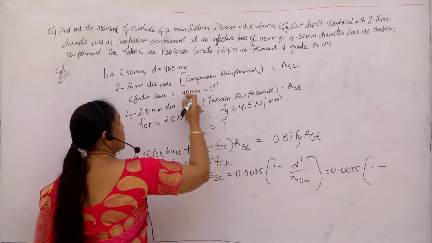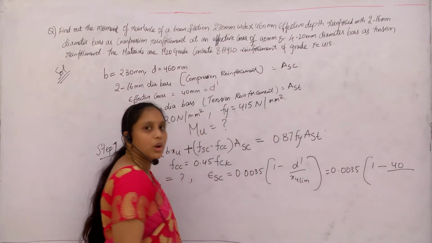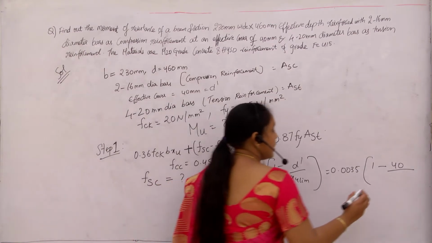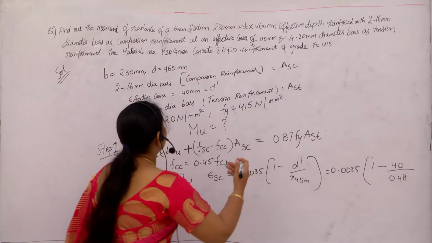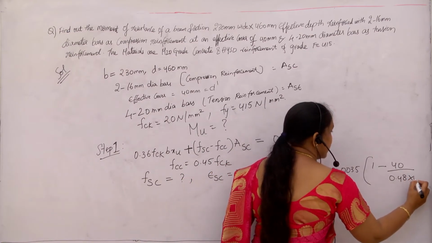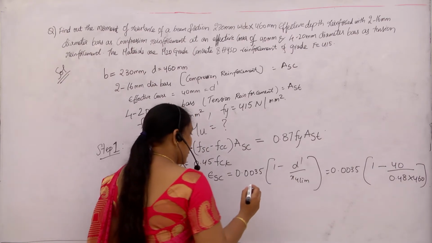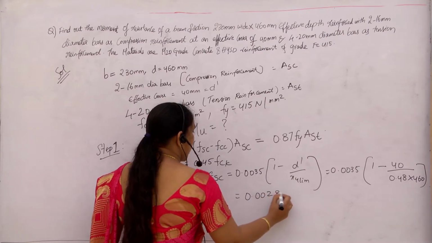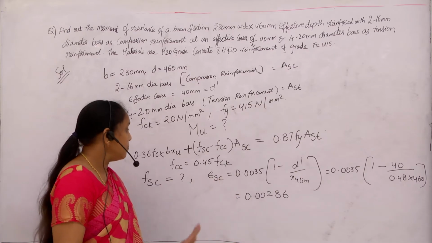What is the d dash value? It is 40 mm divided by Xu limit. So how will we calculate the Xu limit? What is the grade of steel? It is Fe 450. So it is 0.48 into D. What is the D given here? The D is nothing but the effective depth, which is given as 460. If you solve this, you will get a value of εsc as 0.00286.